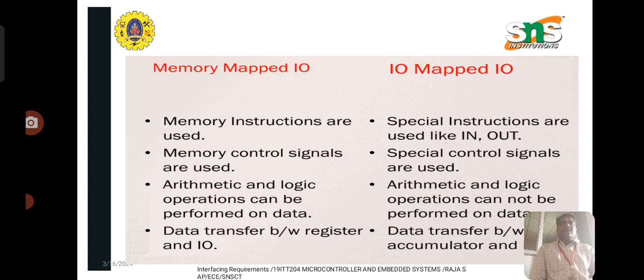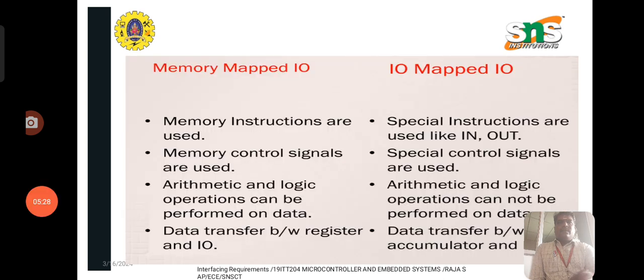In memory mapped input output, memory instructions are used, whereas in input output mapped IO, specific instructions like IN and OUT only are used. Memory mapped uses the normal memory control signals, input output mapped uses special control signals. Memory mapped IO can perform arithmetic and logic operations on the given data, whereas input output mapped cannot do any mathematical or logical operations. In memory mapping, the data are transferred between registers and IO, whereas in input output mapping, the data are transferred between the accumulator and IO. So memory mapping works purely on registers, while input output mapping works purely on the accumulator and input output instructions.